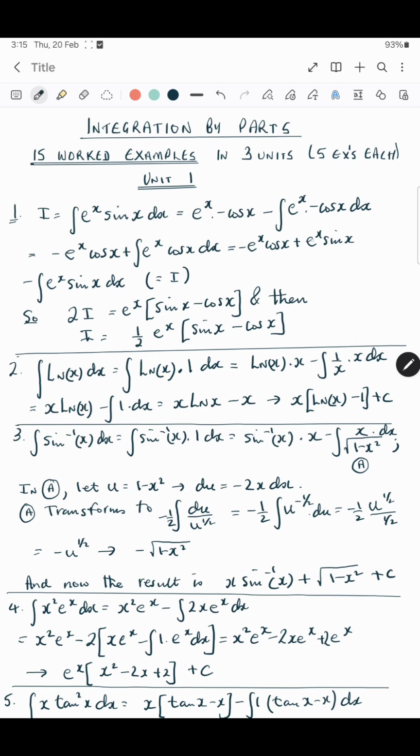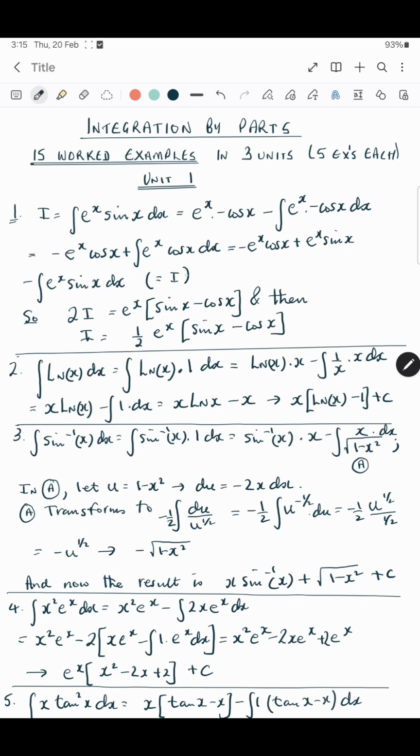And then continuing, copy down the minus e to the x cos x, and now perform the integration for the second time by using parts again. And this will be the first, which is e to the x, times the integral of the second, which will be sine x, and then minus the integral of e to the x differentiated, which is just e to the x, times the second integrated, which will be sine x dx.